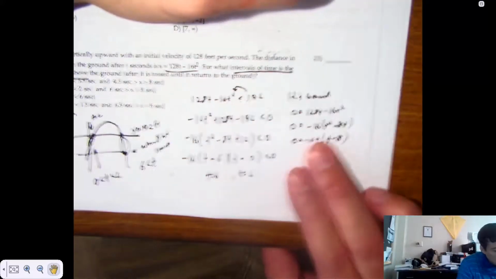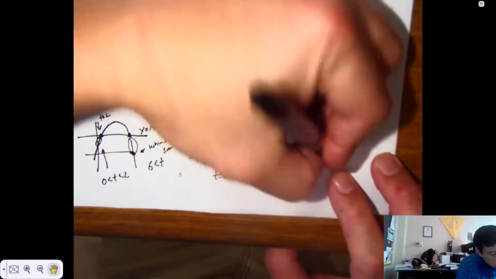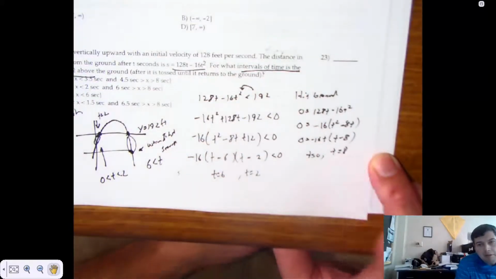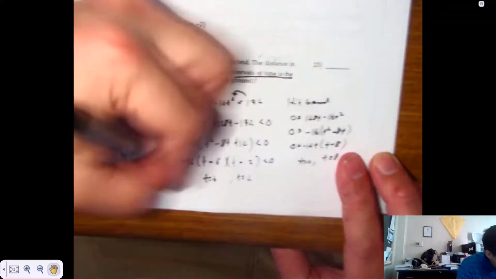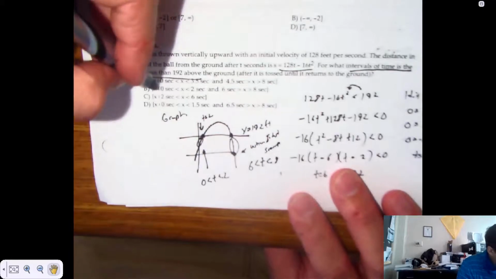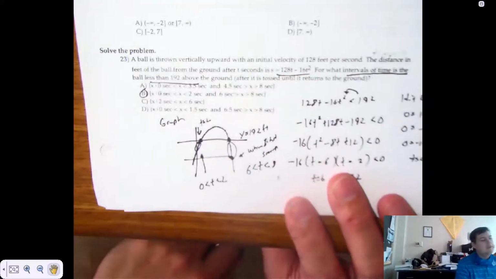Use the cover-up method. That would tell me that time is 0. Of course, that makes sense. It means nothing to the context of this question, but that's the one that does. The ball hits the ground at 8 seconds. So now you can answer the question. From 0 to 2 seconds and 6 to 8. That's 23.